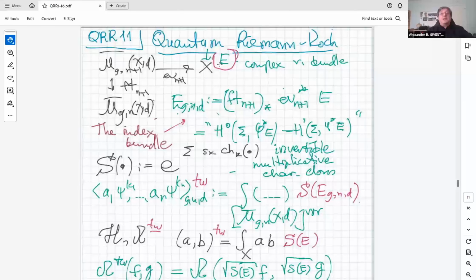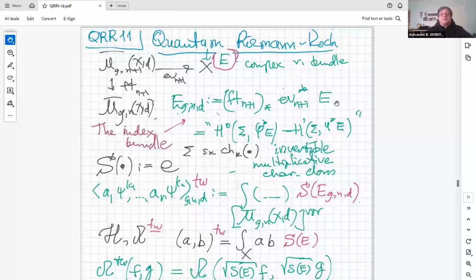For example, we can take some complex vector bundle over the target, pull it back by evaluation to that curve, and then push it forward in the K-theoretic sense. That is, compute sheaf cohomology of that bundle over the curve. So in other words, it is some element of K-theory of that bottom space, which I denote E, G, comma, N, comma, D.